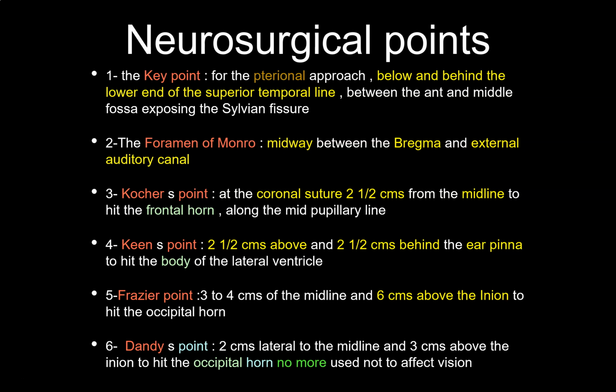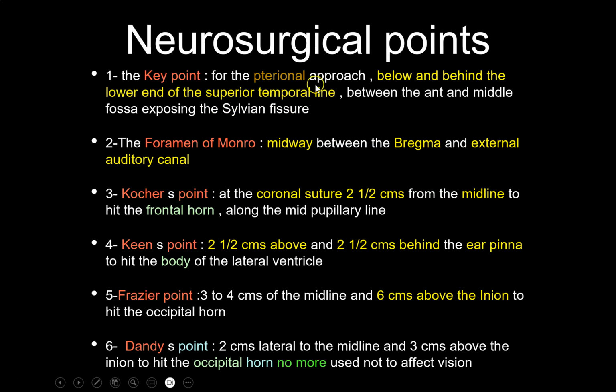Neurosurgical points other than the craniometric points. The key point, or keyhole, is important for the terional approach, which is a very important approach to the skull. You find it in many ways, but one of the easy ways is below and behind the lower end of the superior temporal line. It is present between the anterior and middle fossa and used for the exposure of the sylvian fissure. You can also expose the orbit through the key point. So the key point is a very important point for a very important approach, the terional approach.